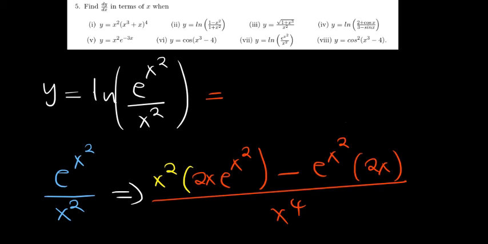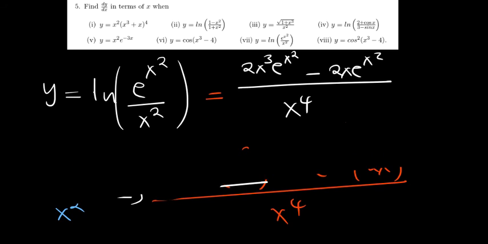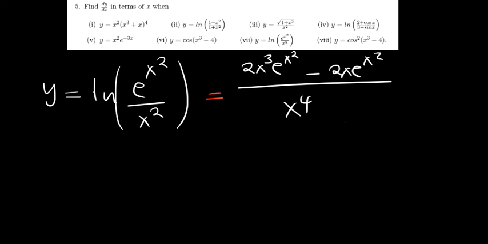So if you multiply this and that, that's going to be 2x to the power 3 e to the power x squared as it is, minus 2x e to the power x squared as it is, over x to the power 4. Now don't forget that at that point you're supposed to divide by the original as it is in the brackets. So that is e to the power x squared over x squared.